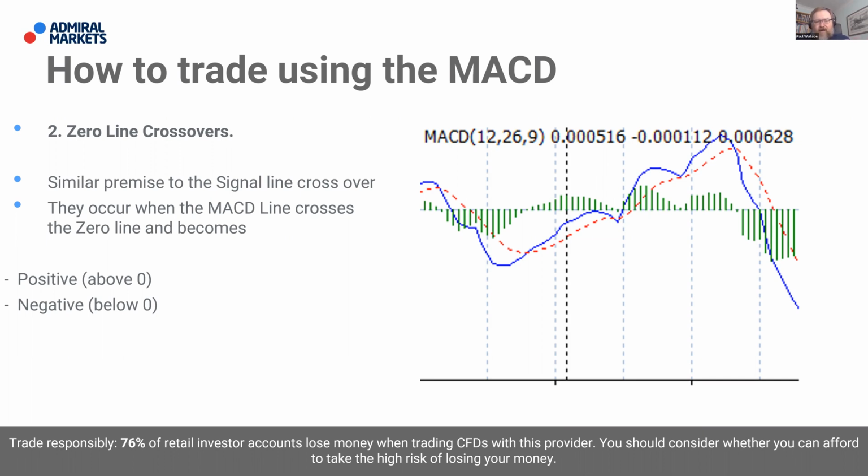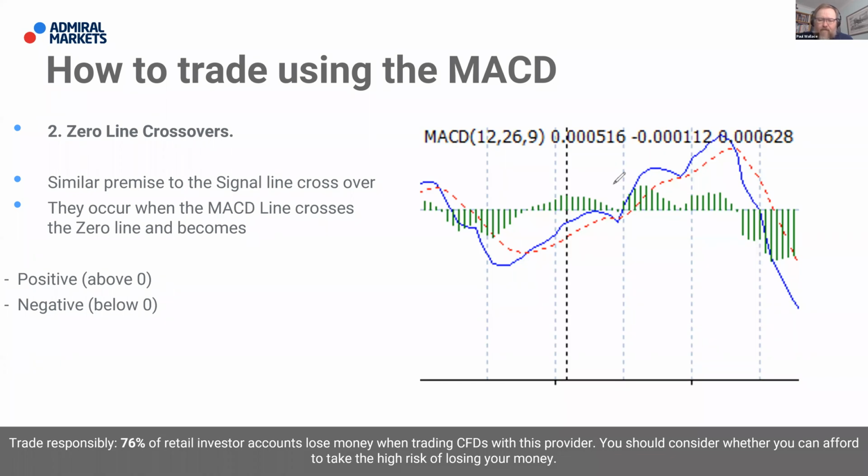And number two, in terms of ways to trade, is what they call zero line crossovers. It's a similar premise to the signal line crossover. It occurs when the MACD line, which in this case is the blue, the faster line, crosses the zero line, and it becomes positive when it's above zero and negative when it's below zero.